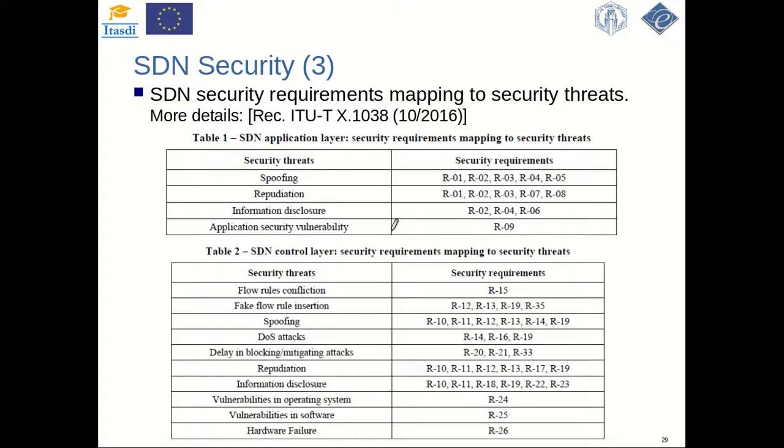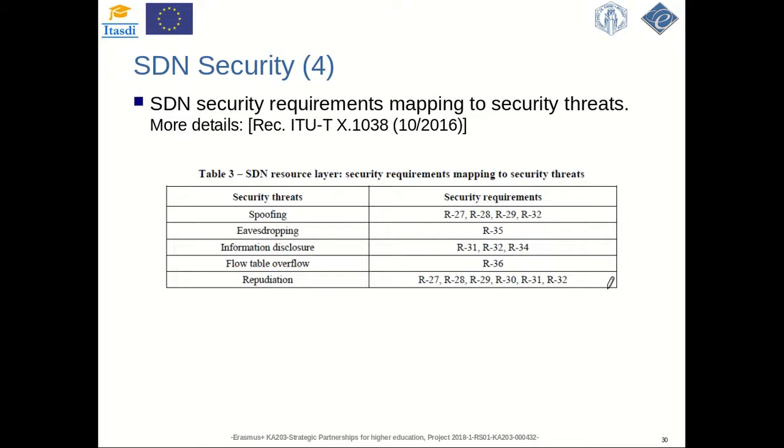On the control layer, we have fraud rules, conflicts, denial of service attacks, spoofing, and many other failures and threats. In the recommendation, we can find what to do in those situations. Of course, for each layer, we have recommendations and threats. I will not stay longer on those security threats and requirements. You can read more details in this recommendation from ITU-T.